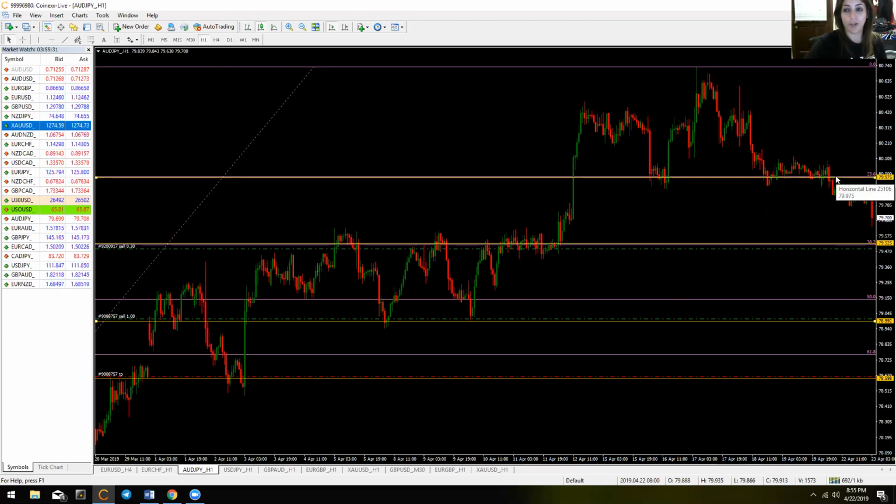Or you could put in 2 trades. Sometimes I put in 2 trades. I'll activate 2 trades right here, and I'll put 1 take profit at the 38, and I'll take 1 take profit at the 50%.